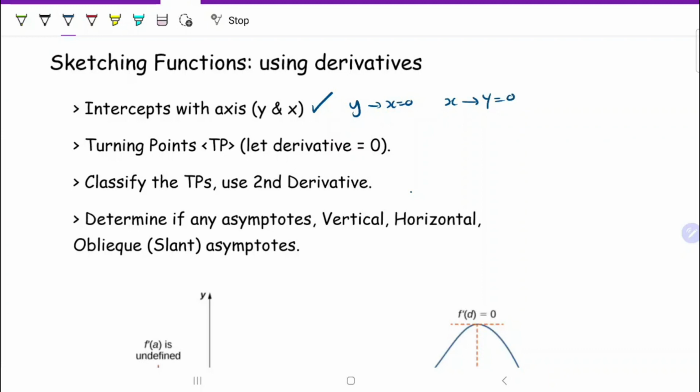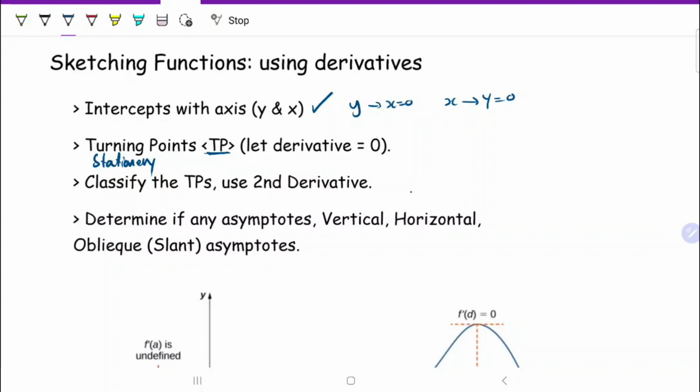The second thing we will do is to determine the turning points, or sometimes they call these stationary points. Later I'll use the term TP for short. What you then do there is let the derivative equal 0, solve for the respective x value, and then get the y coordinates that give you the turning point.